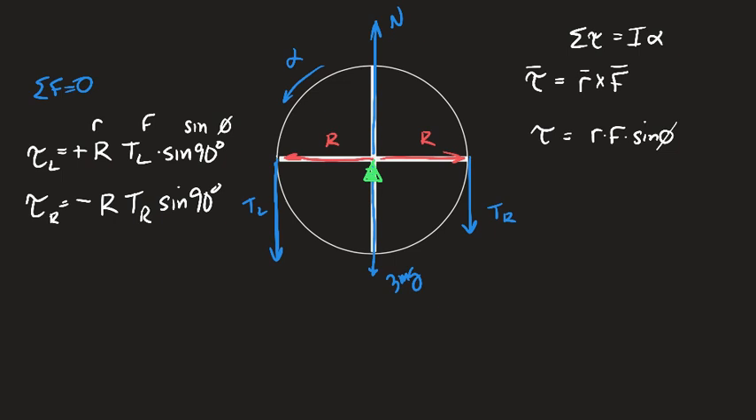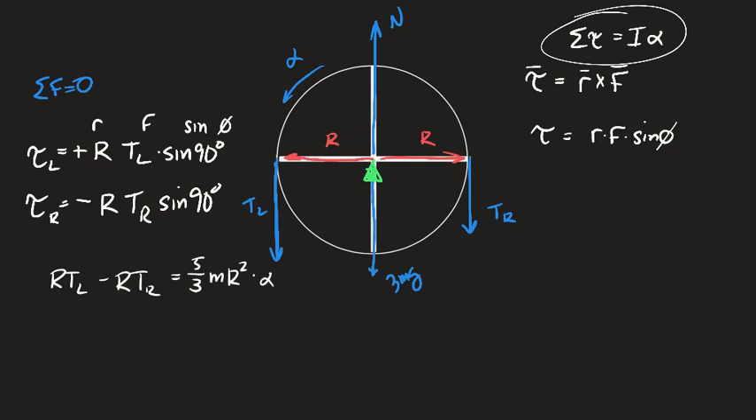Now we're going to construct our torque equation. It is Newton's second law, but for torque. That's just adding these two things together and setting it equal to I alpha. So I will have R TL minus R TR equals 5/3 m r squared times alpha. I know I'm jumping a little ahead, but not much, reminding us that that moment of inertia is what we solved for earlier in the problem.